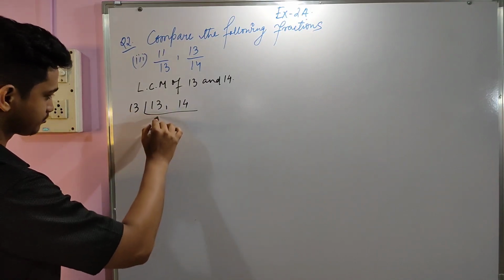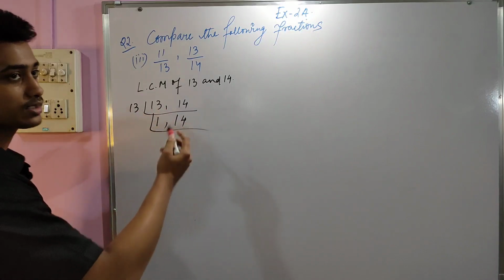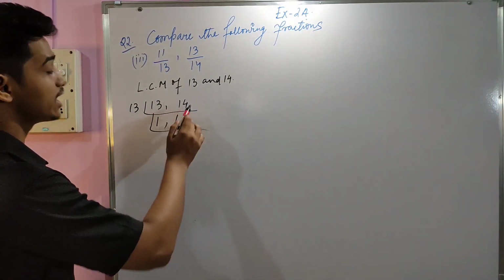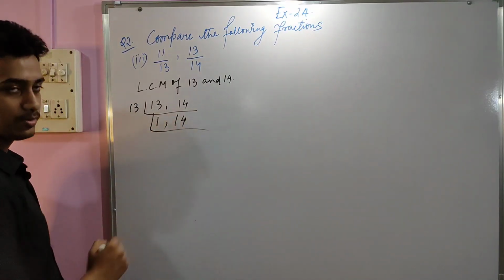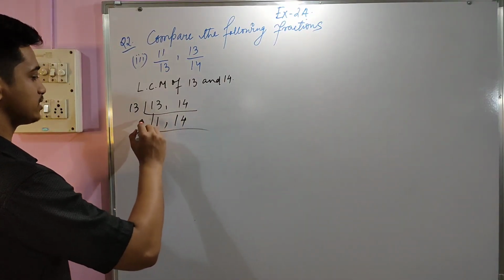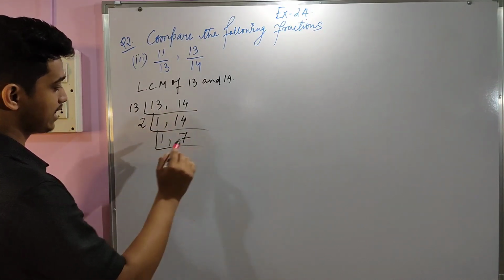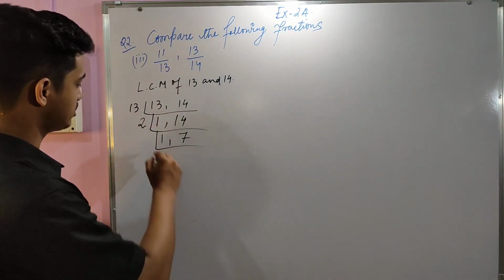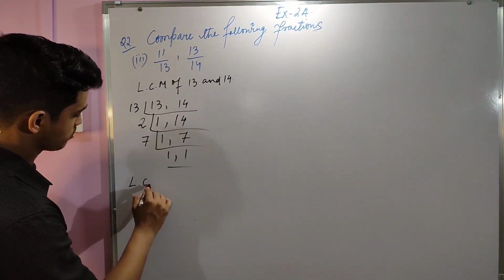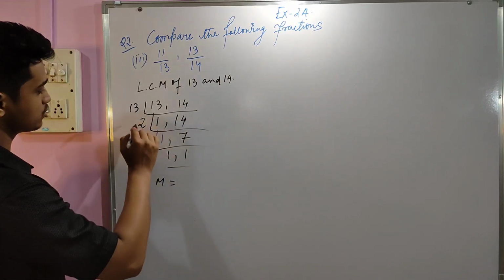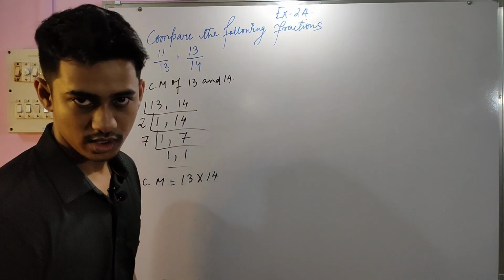13 is 13 and 14 will remain the same, because there is no common factor between 13 and 14. So we have to write 14 as it is, right? Now comes 14. 14 has the common factor of 2, right? And then 7 is again a prime number, so that is 7 only, right? So the LCM is basically 13 into 2 into 7, that is basically 13 into 14 only.